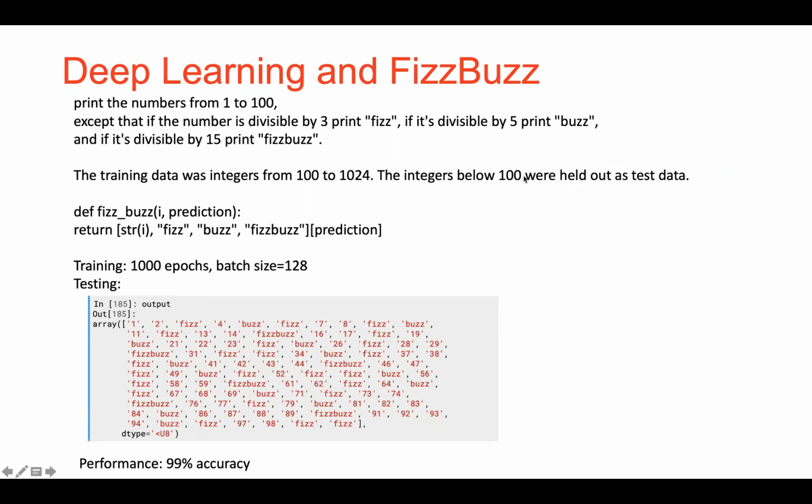The integers below 100 were held out as test data, and then they said, okay, now perform on the integers below 100. And here is the output that FizzBuzz did after all this. It is getting 1, 2, fizz. Okay, that's good. 4 is nothing. 5 is a buzz. 6 is a fizz. It's getting all of these. But then when we get down to 98, 99 is a fizz. Okay, that's divisible by 3. But what about 100? 100 is a fizz. Oh, that's wrong. That should have been a buzz. Well, maybe it got 99 out of 100 right. Performance can say 99% accuracy. But it did get one of them wrong.